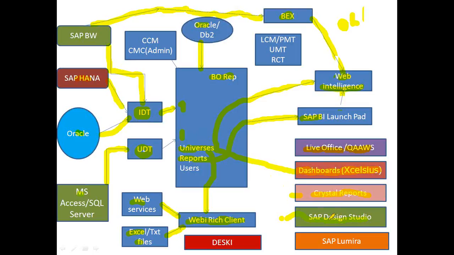Without any middleware connectivity, Design Studio can connect to the HANA views and calculated views, or you can connect to the BEx queries and develop a dashboard with Design Studio. This is a new tool introduced in 4.1. Earlier this tool was not there. It is newly introduced in the latest version of Business Objects 4.1.